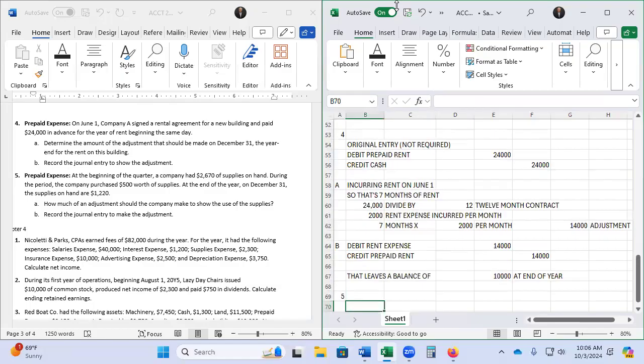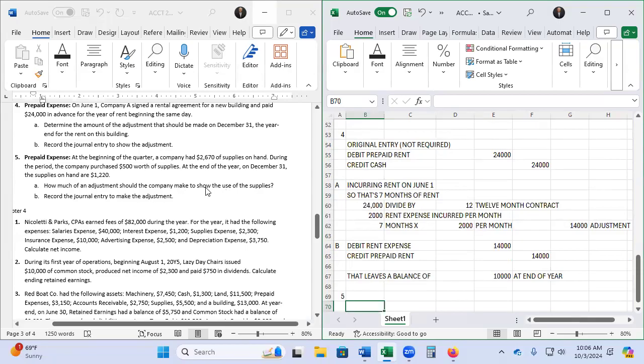I do want to do number 5, even though I've done the other 4, because number 5 is just a slightly different process, and I just want to remind you of it before we get there, because this functions more like an inventory or supplies account. So try to calculate part A.